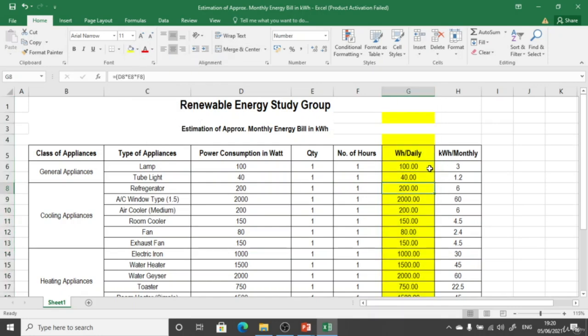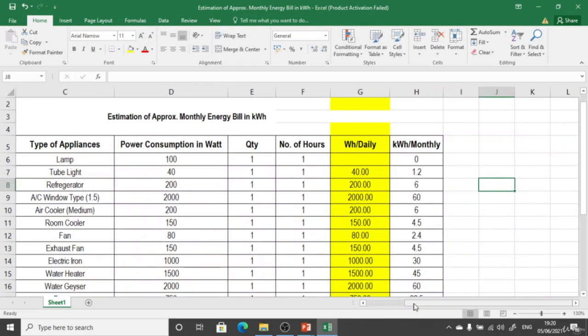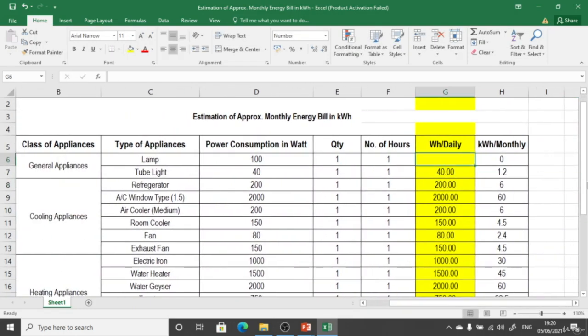The sixth column is the watt hour per day. It means how much watt hour the corresponding equipment consumes on a daily basis. For the calculation of the watt hour, we first require how much power is consumed by the appliance.